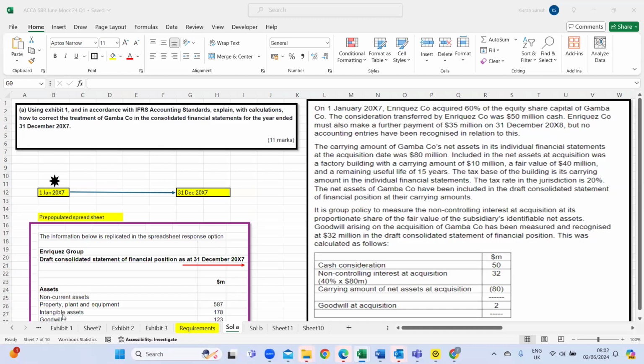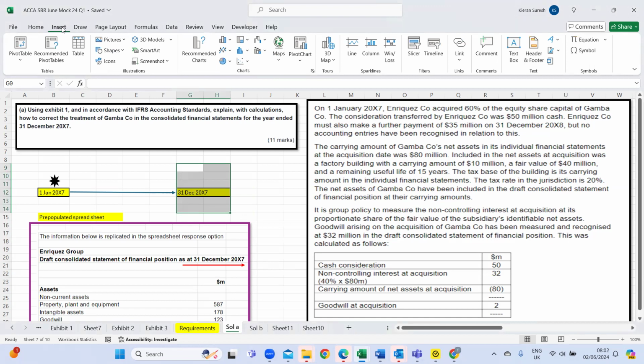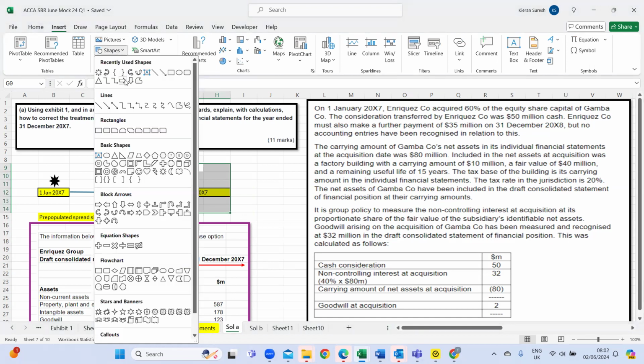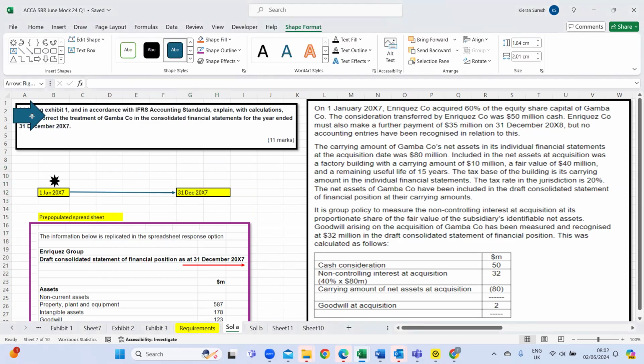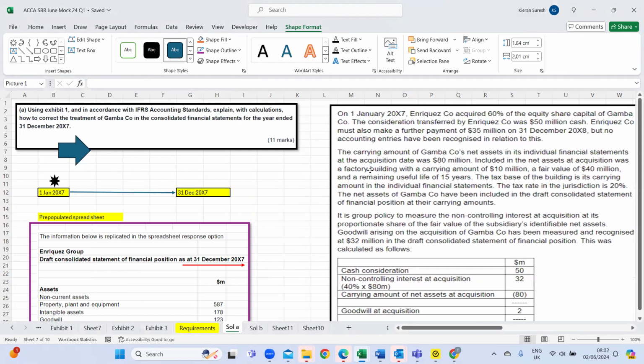Right, let's look at the June mock exam, question 1. And again, let's read the requirement first. So we've been told using exhibit 1. I have exhibit 1 next to me. This was exhibit 1.